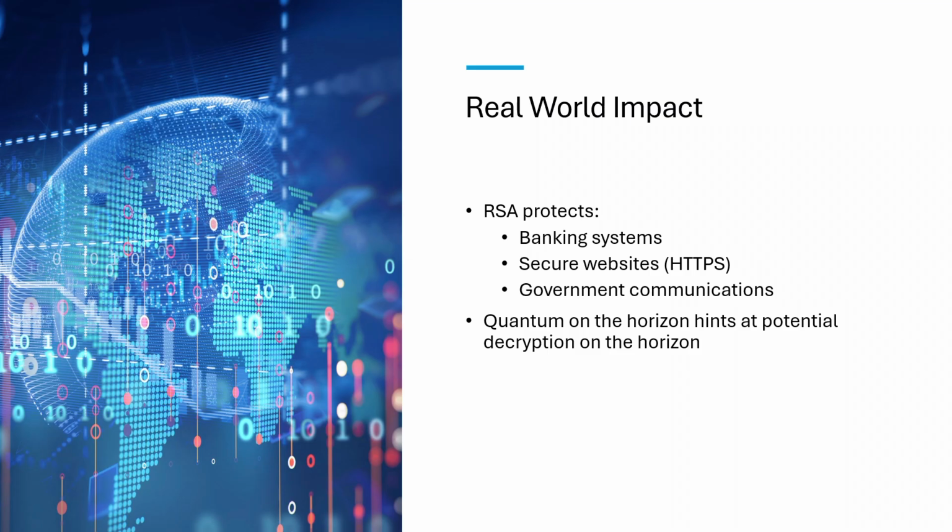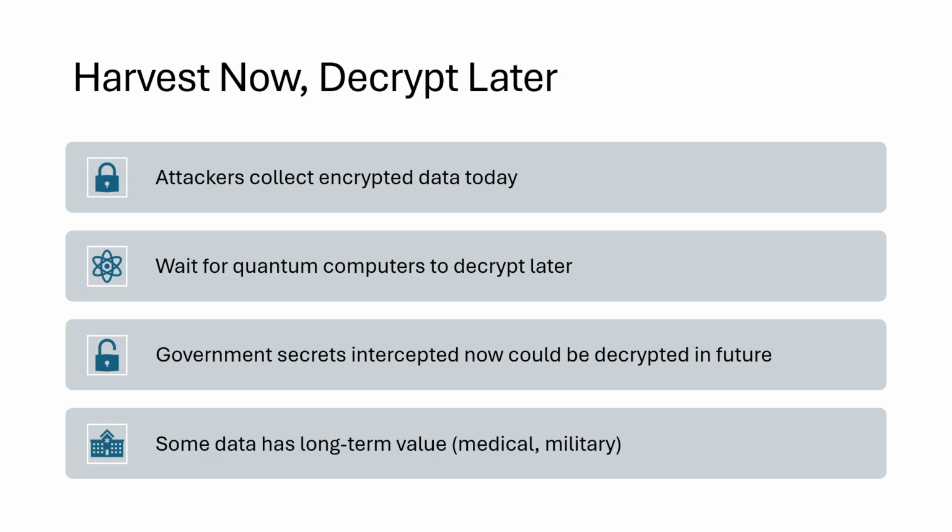And so if we don't figure this out, which we are going to get into how it is figured out, this compromises a lot of different things in the world. Banking systems can be hacked into. Secure websites become insecure. It's all using RSA. Government communications, they use RSA as well. So that all goes down the drain. And so quantum on the horizon actually hints at potential decryption on the horizon, as we just talked about.